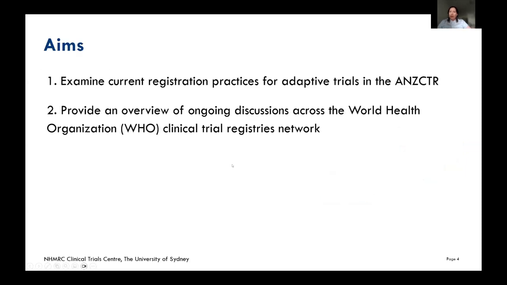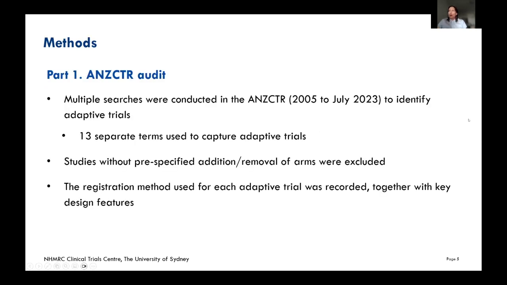So the aims of our project were to examine the current registration practices for these adaptive trial designs within the ANZCTR, and also to provide an overview of ongoing discussions across the World Health Organization Clinical Trials Registries network. So to discover the types of registration practices within the ANZCTR, we conducted an audit of the public database. Multiple searches were conducted within the ANZCTR between inception in 2005 and July 2023 to identify adaptive trials.